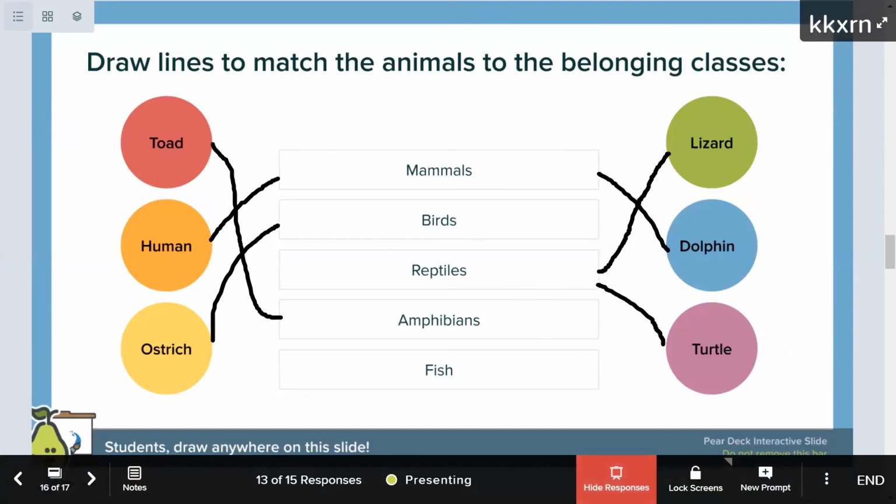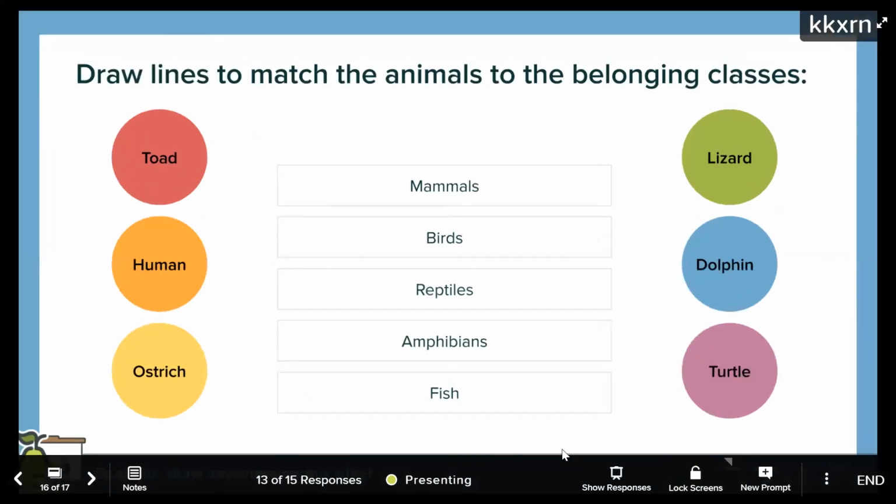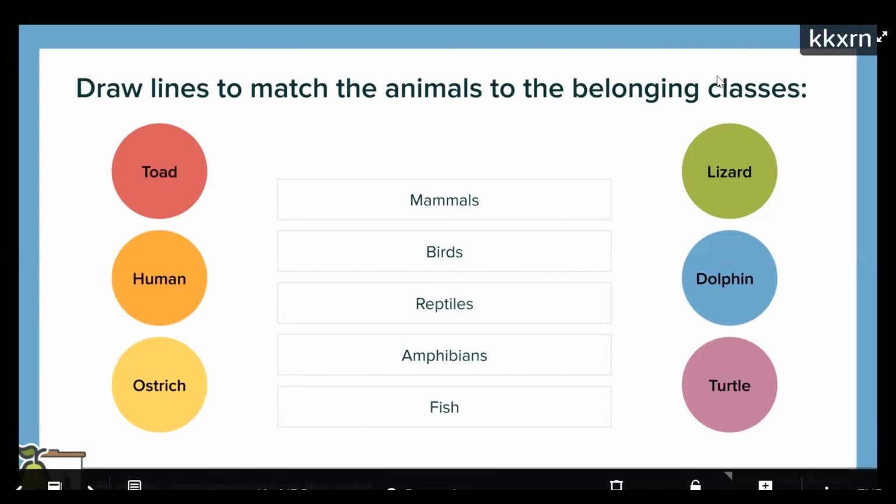Okay, Cleon, the toad is a? Toad is an amphibian. Is an amphibian, very good. Humans, Sarah? Mammals. Mammals, very good. The ostrich, who's gonna tell us the ostrich? Ashley. A bird, very good. Lizard, Luna? The lizard is a reptile.